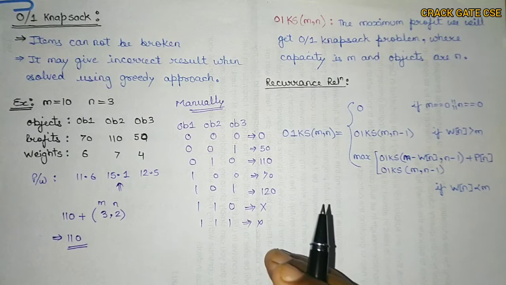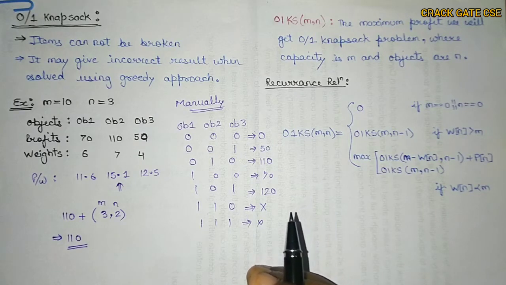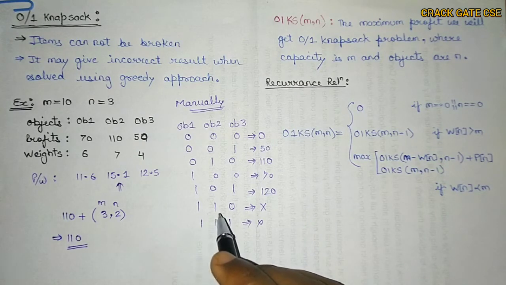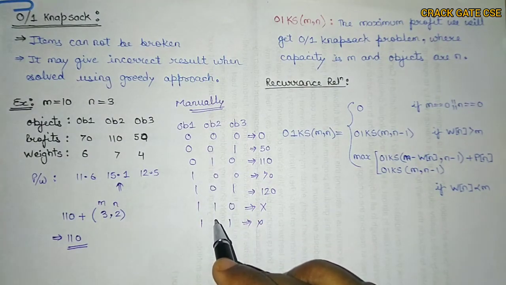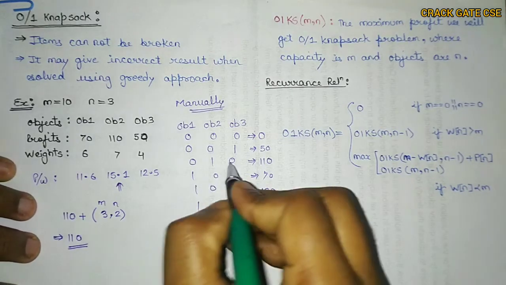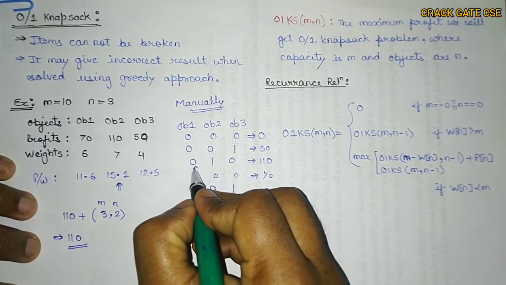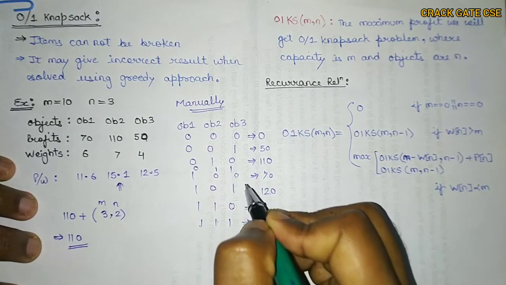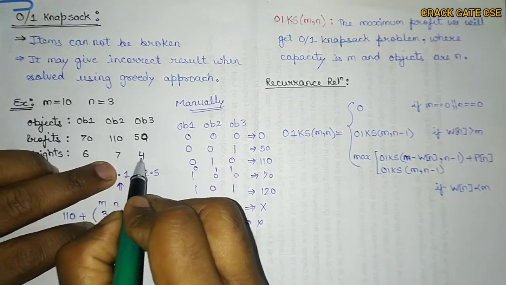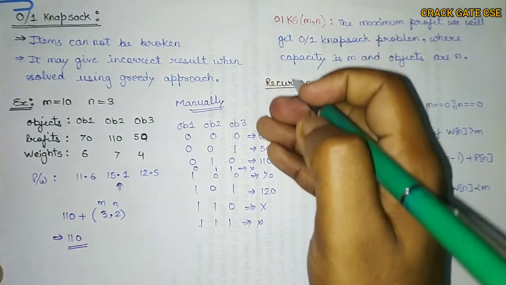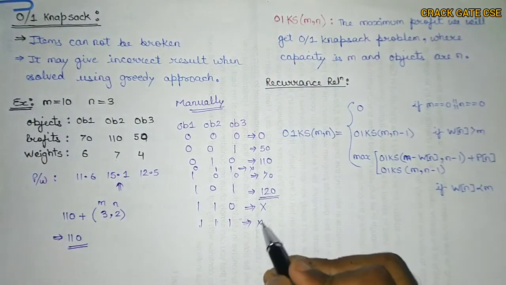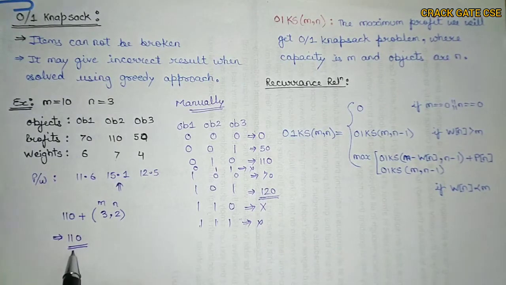So how many observations did we do? 7 observations, right? I think I might have skipped something. So this way you have to check all the possibilities. If you check all the possibilities, there is one possibility which has been left out here, which is 0 1 1. If you take 0 1 1 also, then 7 plus 4 is more than 10, so this is also not allowed. So if you check manually, the maximum profit that I can get is 120, but here you can see that using the greedy approach you are getting the maximum profit as 110.